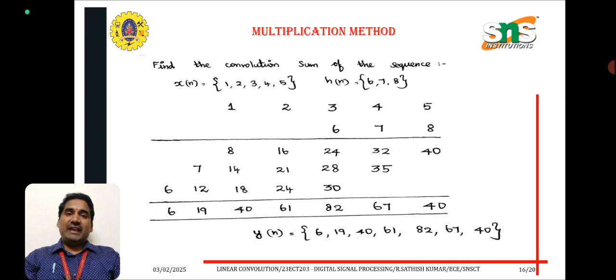Next one, multiplication method. Find the convolution sum of the sequence x of n equal to 1, 2, 3, 4, 5 and h of n equal to 6, 7, 8. Now we multiply x of n with 8 for all the samples, and then 7, and then 6. Now we add all the samples. We get y of n equal to 6, 19, 40, 61, 82, 67, 40.